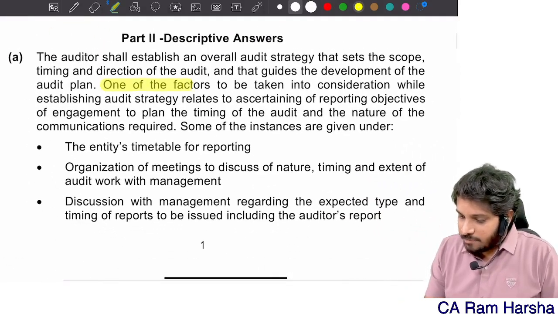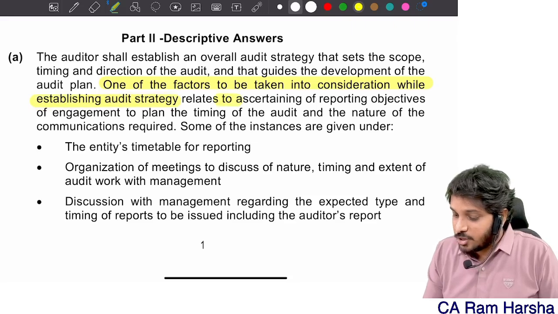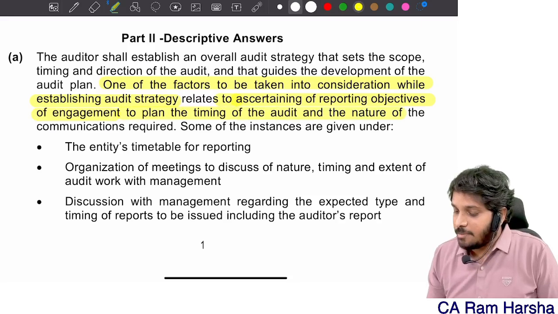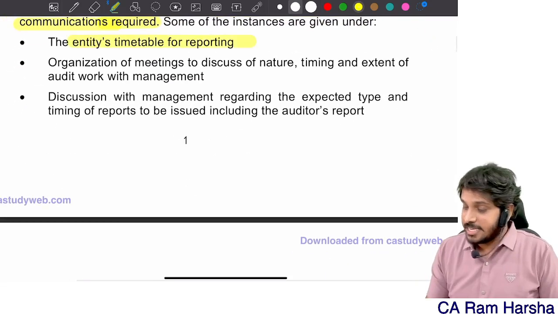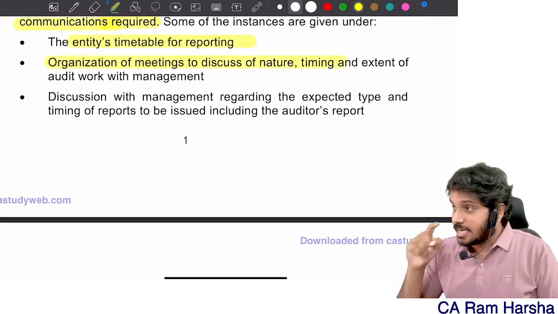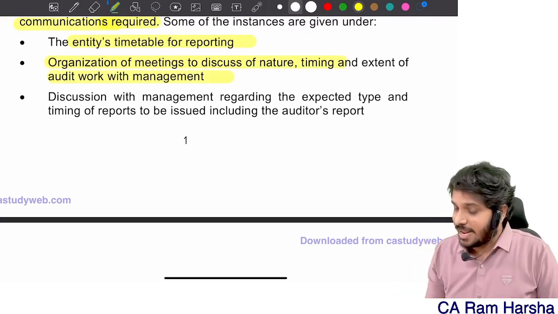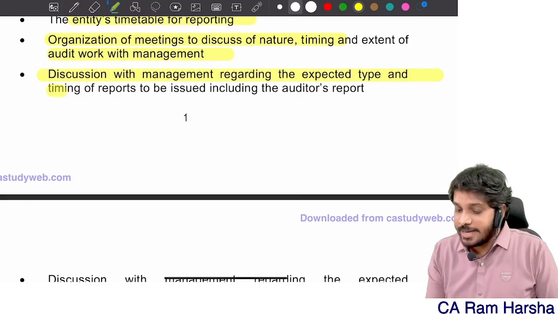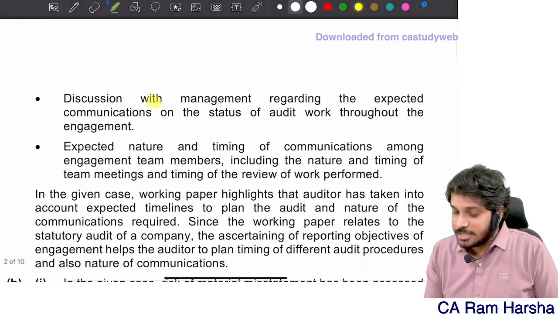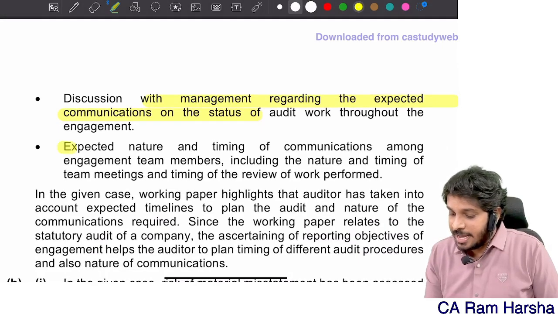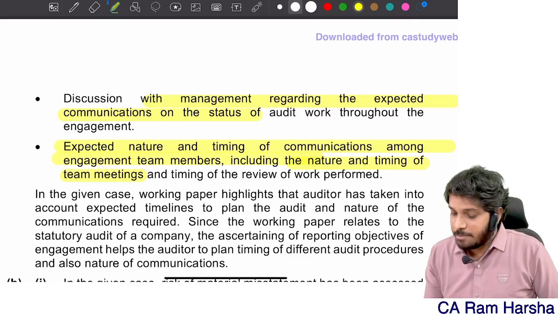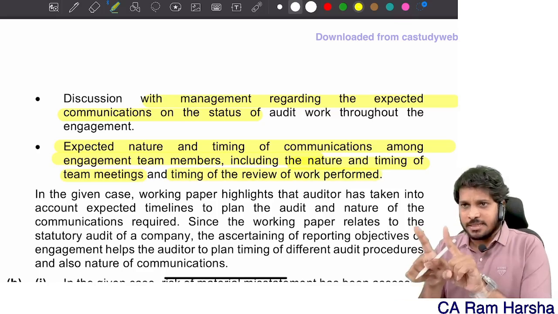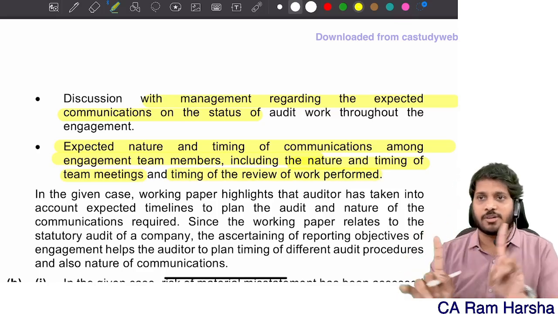You see, one of the factors while establishing strategy relates to ascertaining the reporting objectives of the engagement to plan the timing of the audit and nature of the communications required, especially the entity's timetable for reporting, organization of meetings to discuss with management, discussion with management regarding expected type and timing of the report, discussion with management regarding communications, expected nature and timing of communication among team members, including nature of team meetings, timing of review of work performed. This is explained in depth in the audit strategy chapter.